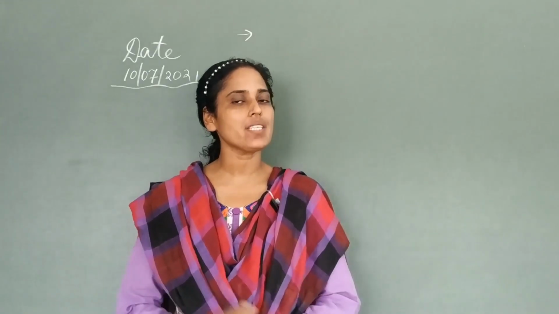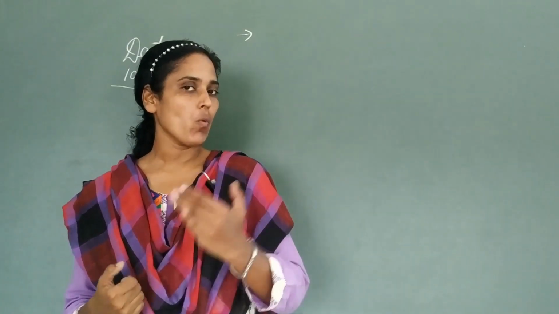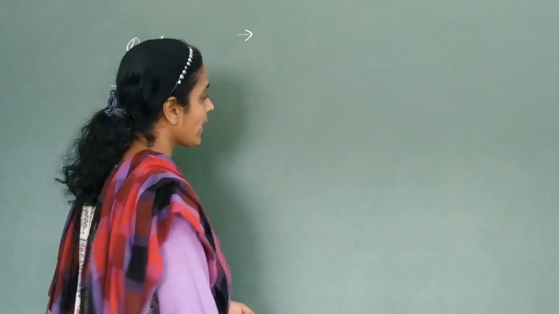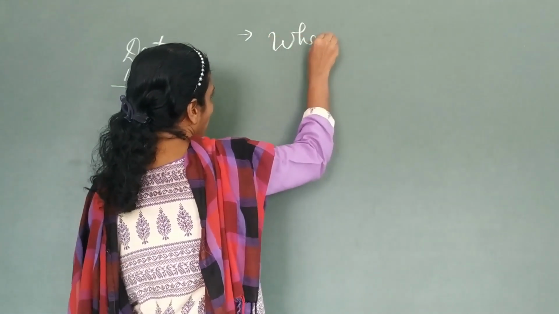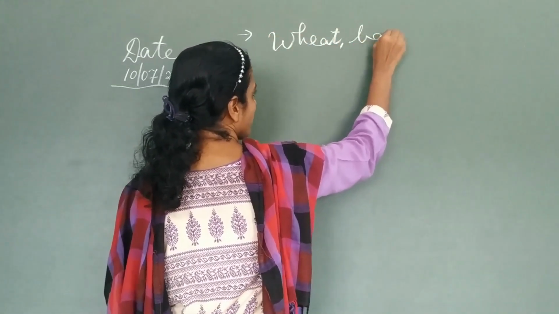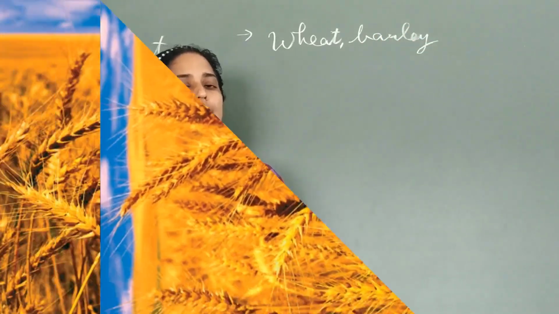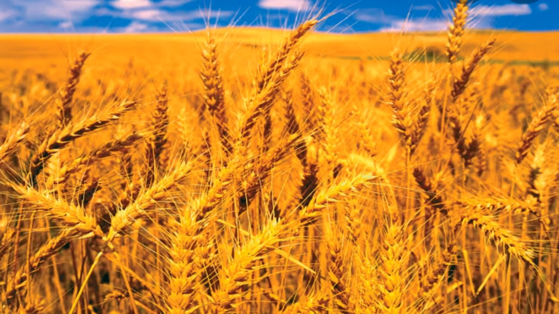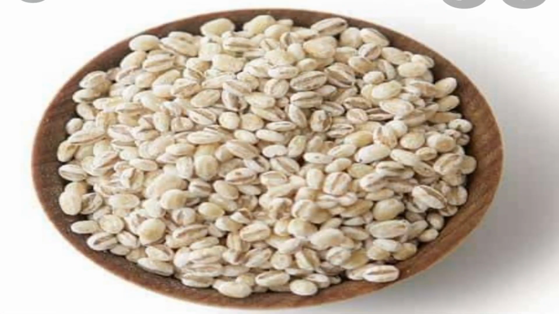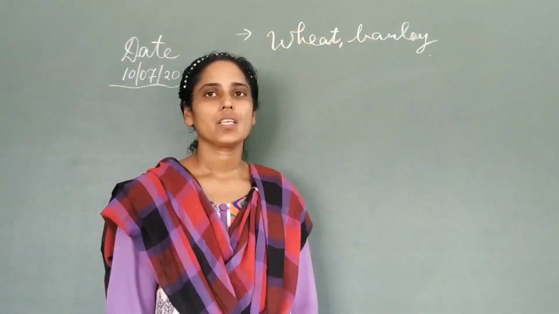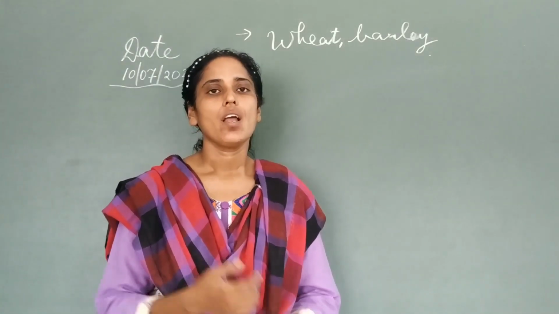So students, as primitive man started farming as an occupation, what did he do? As farming was his main occupation now, he started growing grains. Which grains, students? He started growing grains like wheat, barley. Then he grew other grains in addition to both of these. So we can see that wheat and barley were the main ones, and other than that, he grew many other grains too.